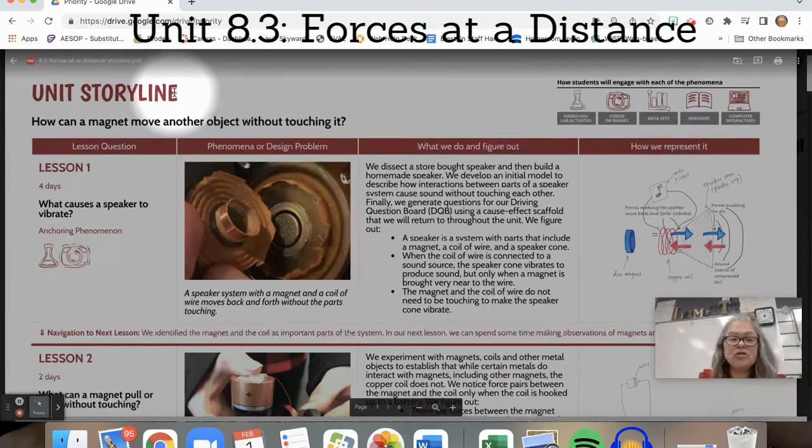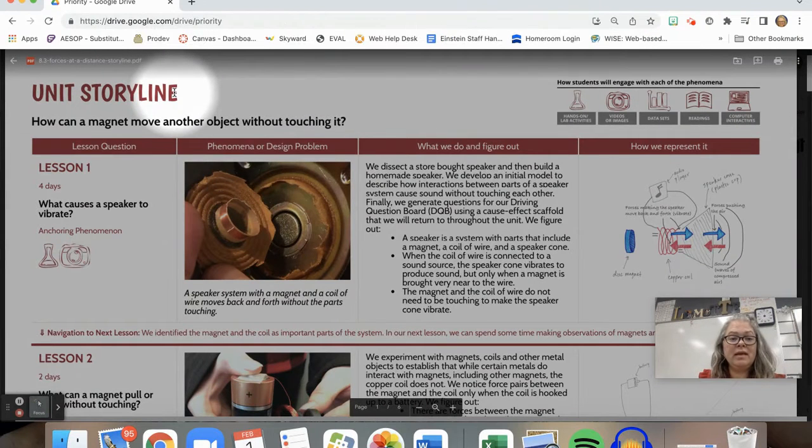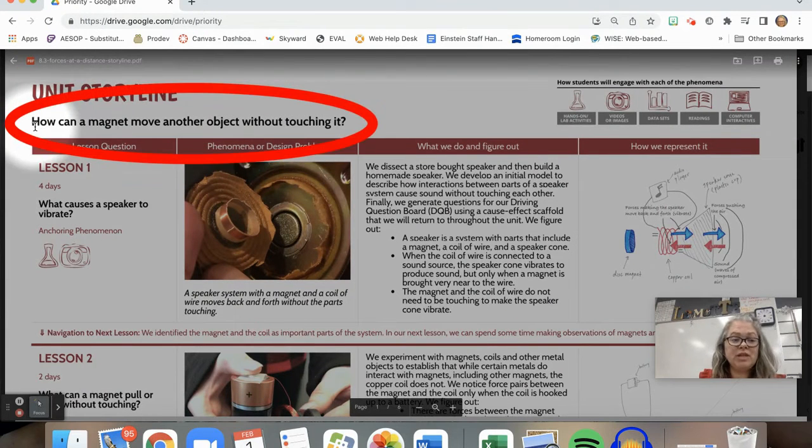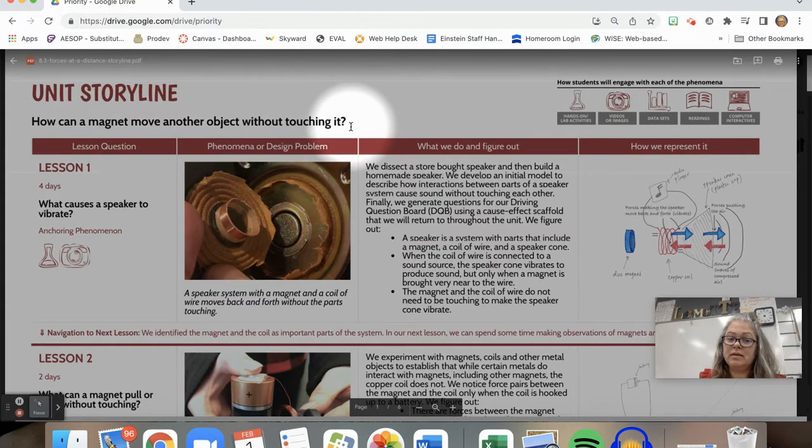In this video, we'll be exploring the unit storyline for the OpenSciEd Unit 8.3, Forces at a Distance. To begin, you will find the unit question. This is our overarching question and the focus for the entire unit. This unit question will be found in the upper left-hand corner of the unit storyline. For this unit, our question is, how can a magnet move another object without touching it?